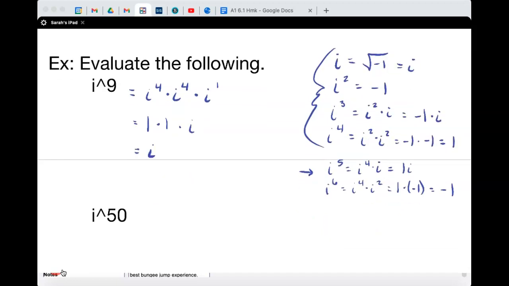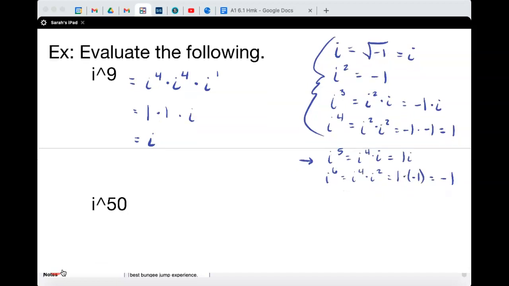How do you know that? You just said i to the 9th is i, so I figured that i to the 50th is i squared. No. Well, we're going to do the same thing to rewrite i to the 50th power. Because I just need to figure out if it's i squared, i to the third, or i to the fourth. It has to be one of those four.